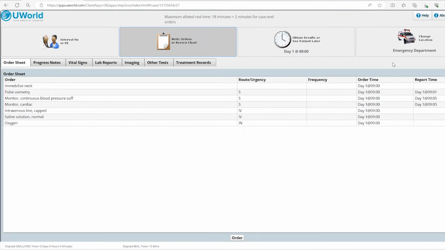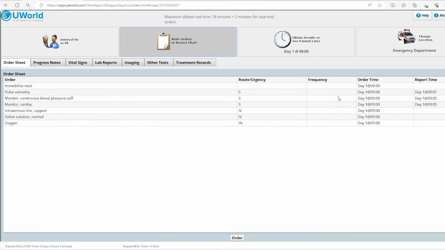And as you can see here, all the orders are time stamped at day 1, 9 a.m. and this is the time that the case started. So you'll see a difference between the simulated time, which is the one down here, and the real time, which is how much time you actually spend on the case. So if you spent 2-3 minutes putting these orders in real time, the elapsed time here will be 3 minutes. However, this might all be time 0 because you have not advanced the clock yet.